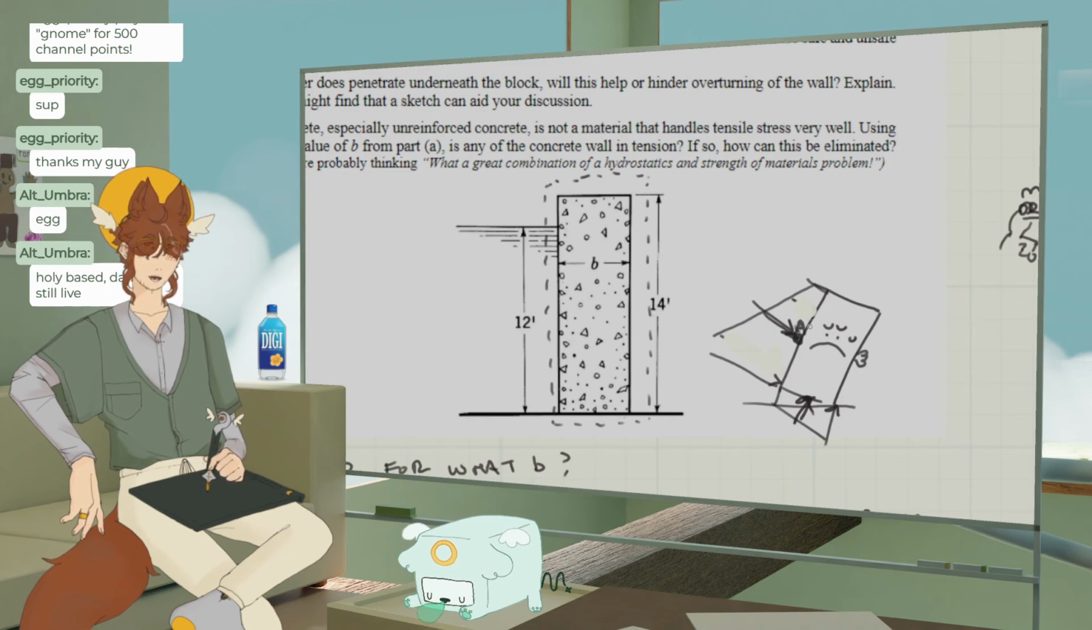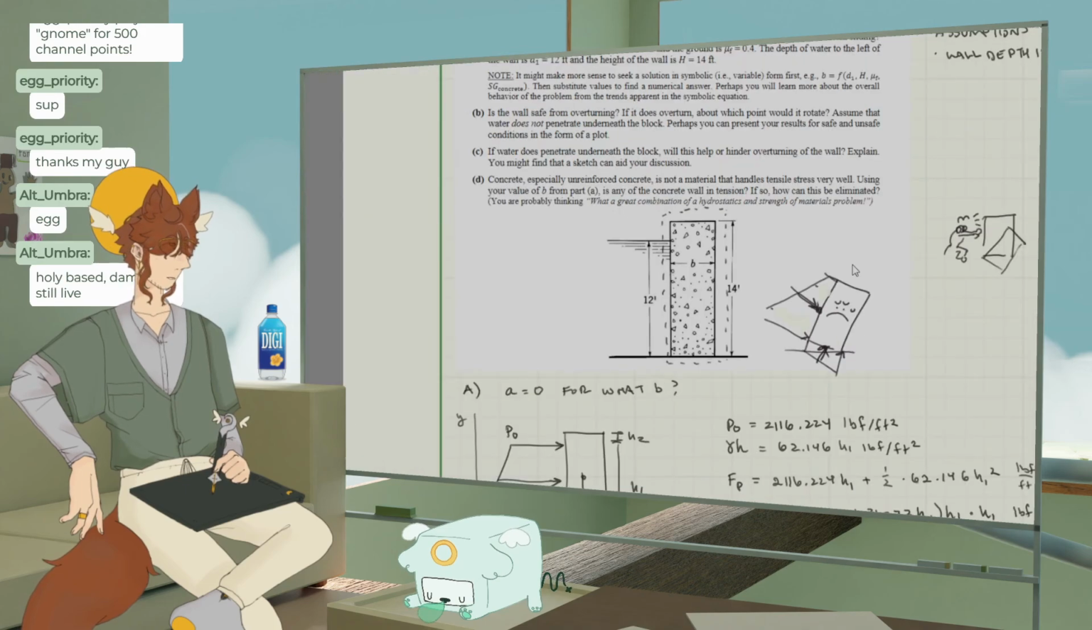I've drawn Master Shake. I don't like Master Shake very much. He's kind of an asshole. There we go. He's gone now forever.